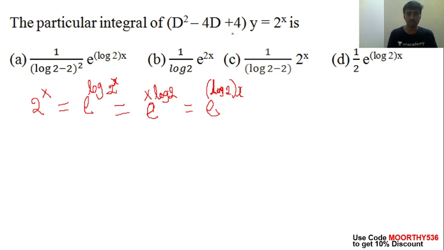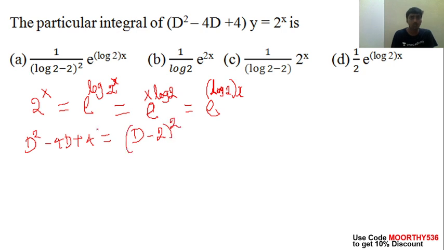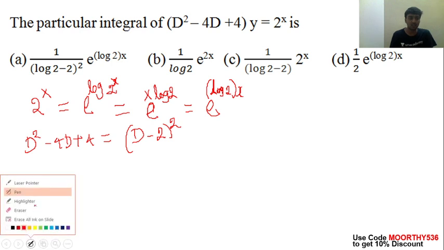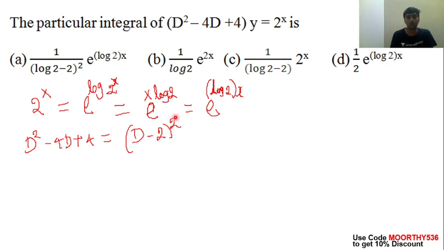D square minus 4d plus 4 is written as, here we know that d square minus 4d plus 4 is equal to d minus 2 the whole square. So the left hand side, LHS, is converted into d minus 2 the whole power 2. Then the right hand side, 2 power x, is converted into the e power ax format. So e power log 2 into x is the e power ax format. So the value is the same, it does not change. So coming to the explanation here.